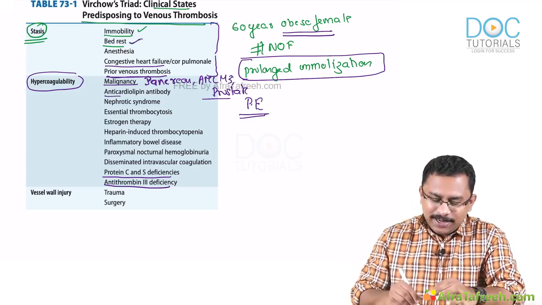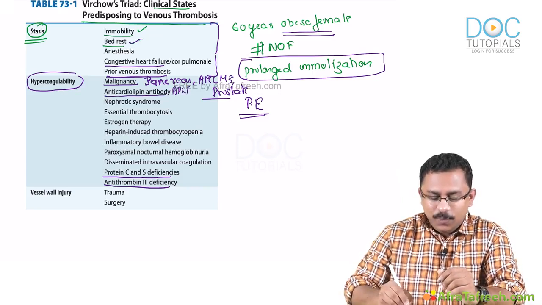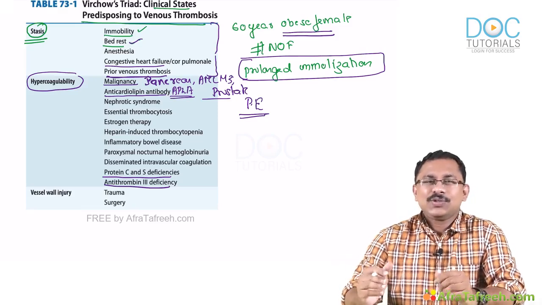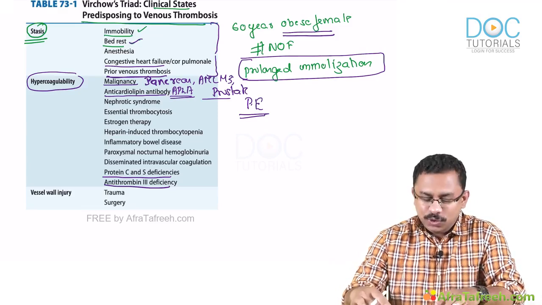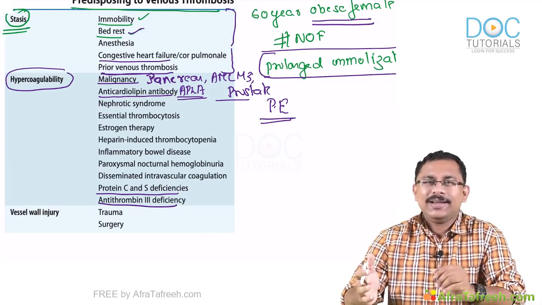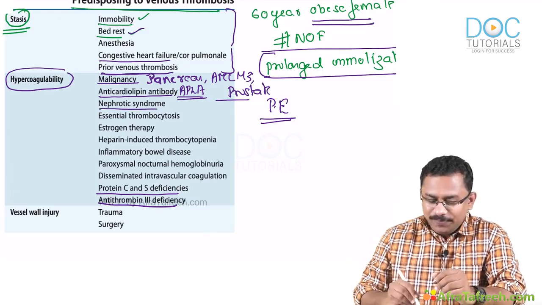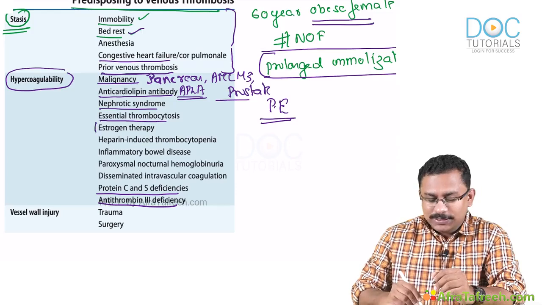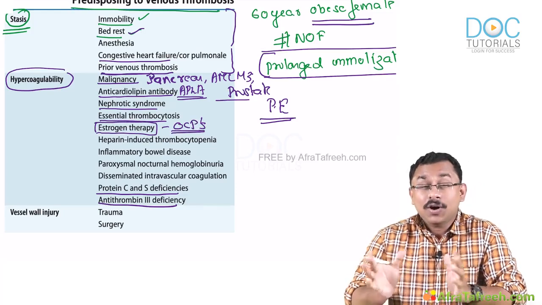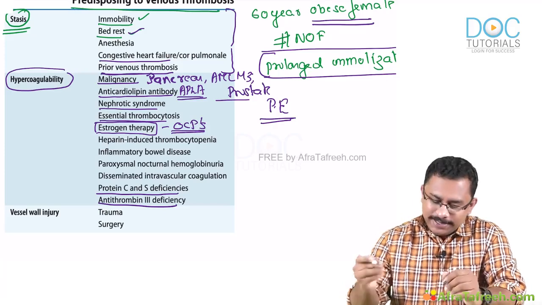Okay, then anti-cardiolipin antibody. You know that anti-phospholipid antibody syndrome, APLA, which we have discussed in detail in the rheumatology chapter, is a condition that can predispose to thrombosis, which can occur either in isolation or secondary to SLE. Nephrotic syndrome, and other conditions like essential thrombocytosis, and estrogen therapy, especially in females with long-term intake of oral contraceptive pills, are again prothrombotic conditions.